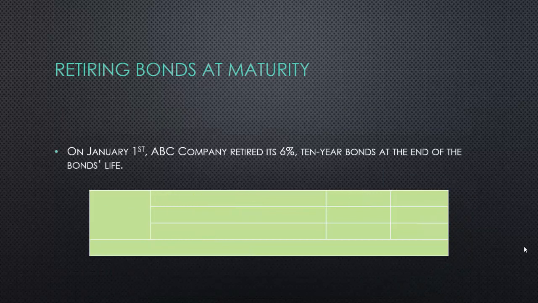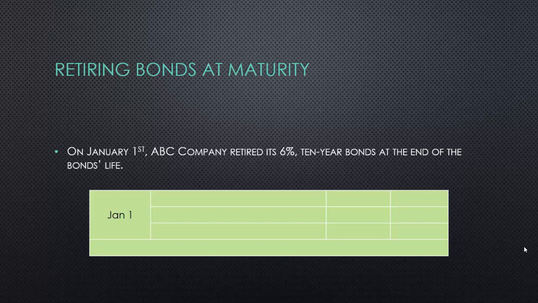Speaking of the end of a bond's life, we're going to pay those interest payments the full 20 times, and then when we're done and 10 years has passed, we pay back the principal, or the face value of the bond. So this is January 1st, but this is January 1st 10 years in the future, when the bond is mature and ready to be paid off.